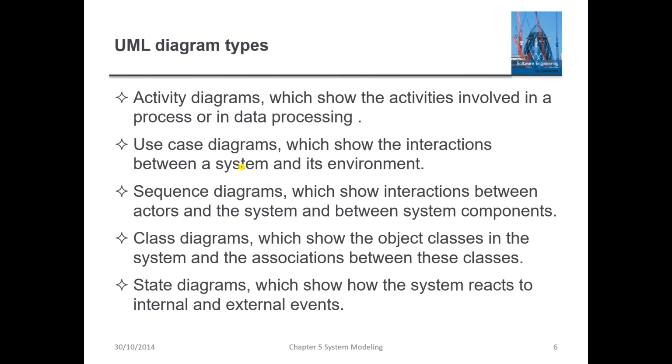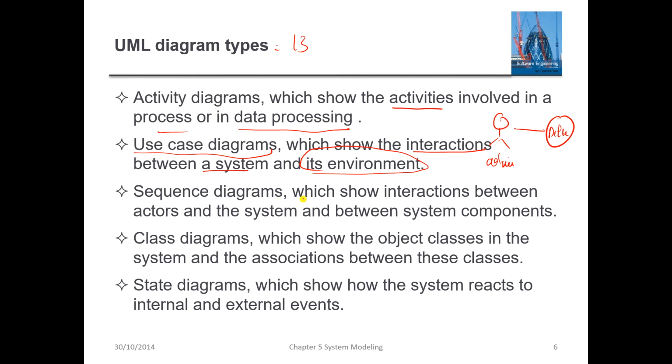UML diagram types. It has different types. In the previous lesson we had them. The activity diagram shows the activities involved in a process or data processing. The use case diagram shows the interactions between a system and its environment. The use case, for example, has the admin, and the system function is delete. So it's the use case diagram.